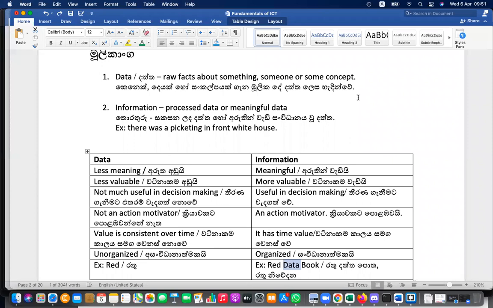The red data book is a book where you have information about endangered or vulnerable species. It is a collection of records and information. Using that red data book, you can take decisions: this species is so important to the world because it is endangered, it is vulnerable. Likewise, you can take decisions about plants and animals. That is an example of information.